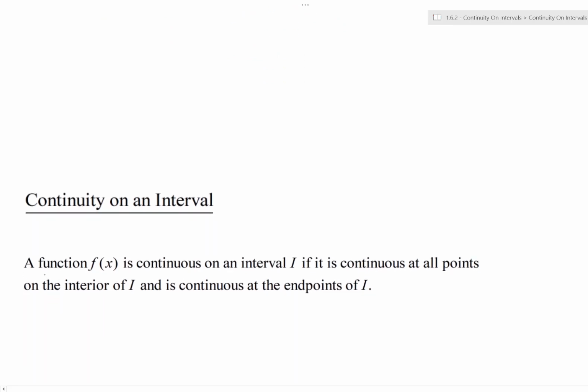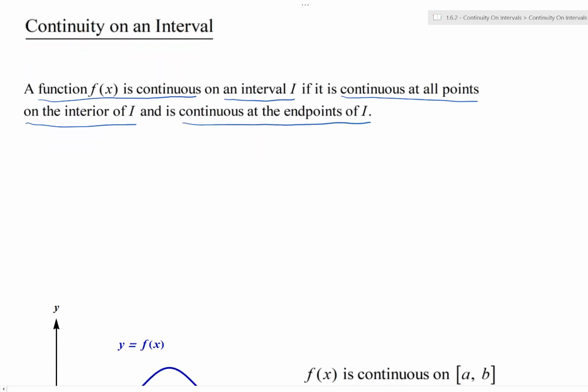We say that a function f of x is continuous on some interval, let's call the interval I, if it is continuous at all the points on the interior of the interval and is also continuous at the endpoints of the interval. So basically it's just continuous everywhere on the interval. There are four different diagrams we want to take a look at here, which depict the different ways we can be continuous over intervals. So let's take a look at those.